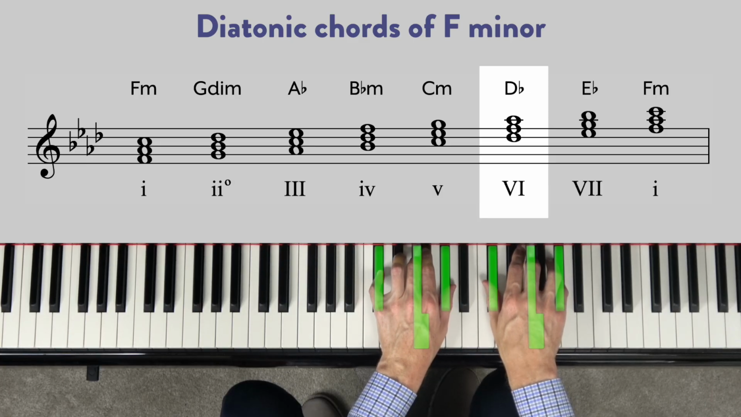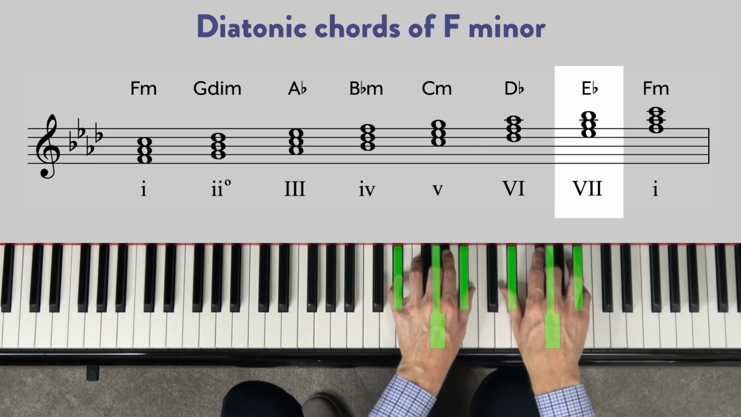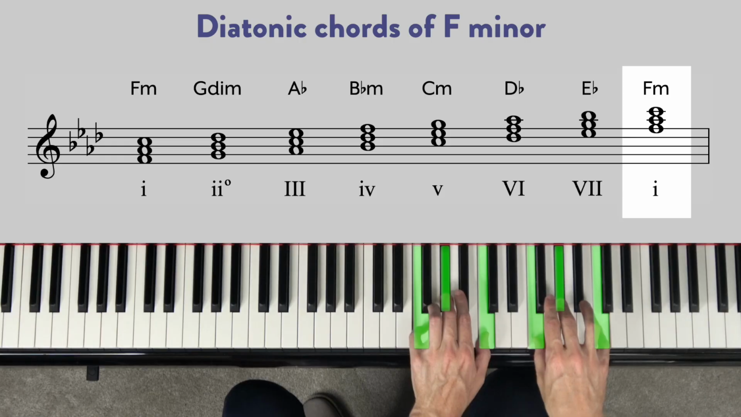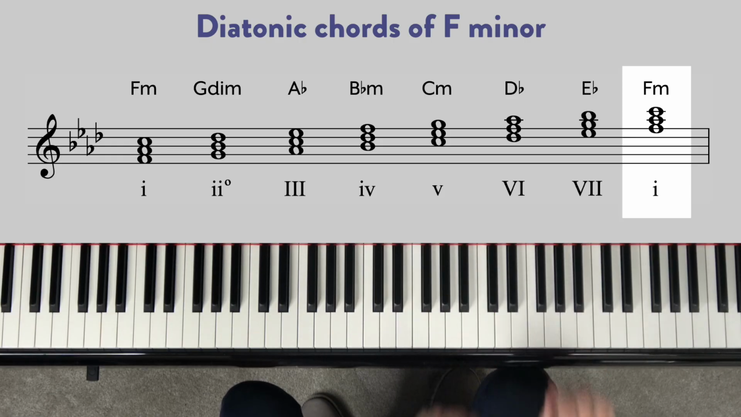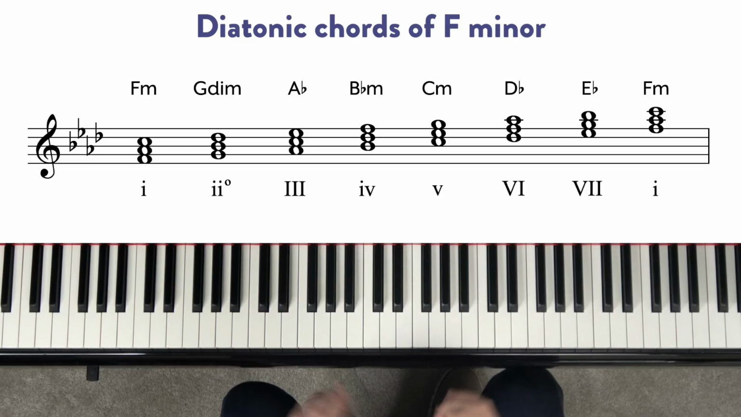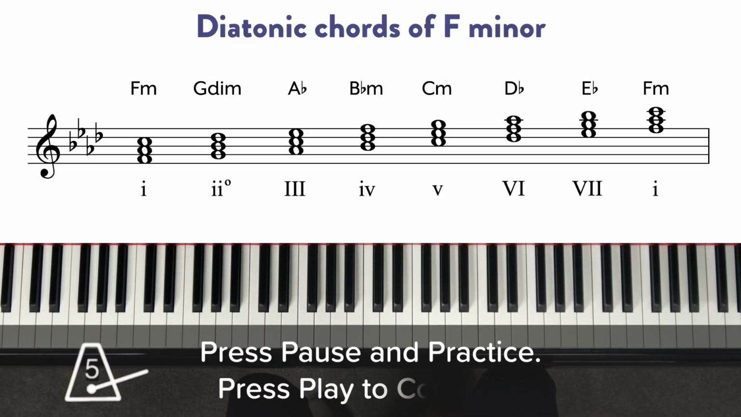D flat major 6 chord. E flat major 7 chord. F minor 1 chord. Now pause and try that by yourself. Go through and play and name each chord one at a time, then press play to go on.